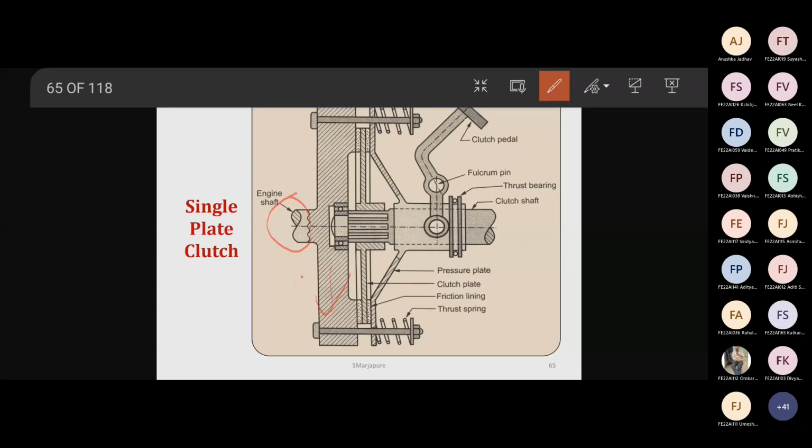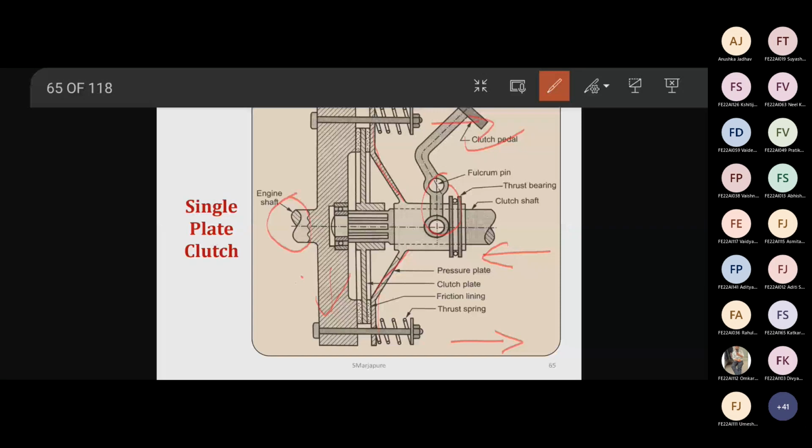Here you can see the clutch pedal. By pressing the clutch pedal, with this as the fulcrum pin, this shaft will move forward, right? Here is the pressure plate, and this pressure plate is nothing but a diaphragm plate. The special thing about the diaphragm plate is that when we press it at the center in this direction, then at the periphery it will move in the other direction, right?